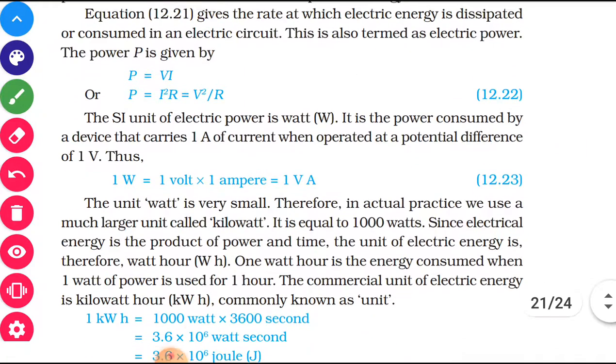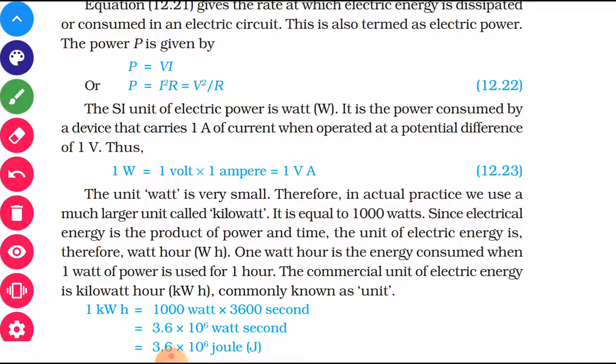Okay. The SI unit of power is watt, or joule per second also sometimes we take. It is the power consumed by a device that carries 1 ampere of current when operated at a potential difference of 1 volt. Okay, if you have say 1 ampere current through a device and it has a potential difference of 1 volt between the two ends of this device, then we can say that 1 watt power is consumed, or 1 joule per second energy is utilized, or we can say it is 1 volt ampere.